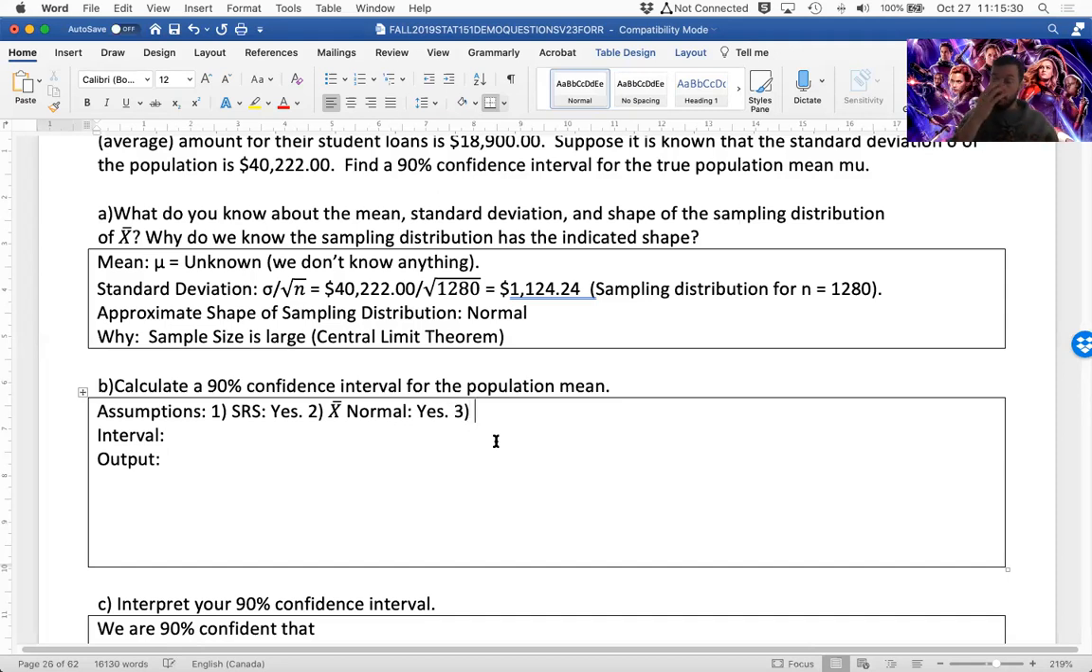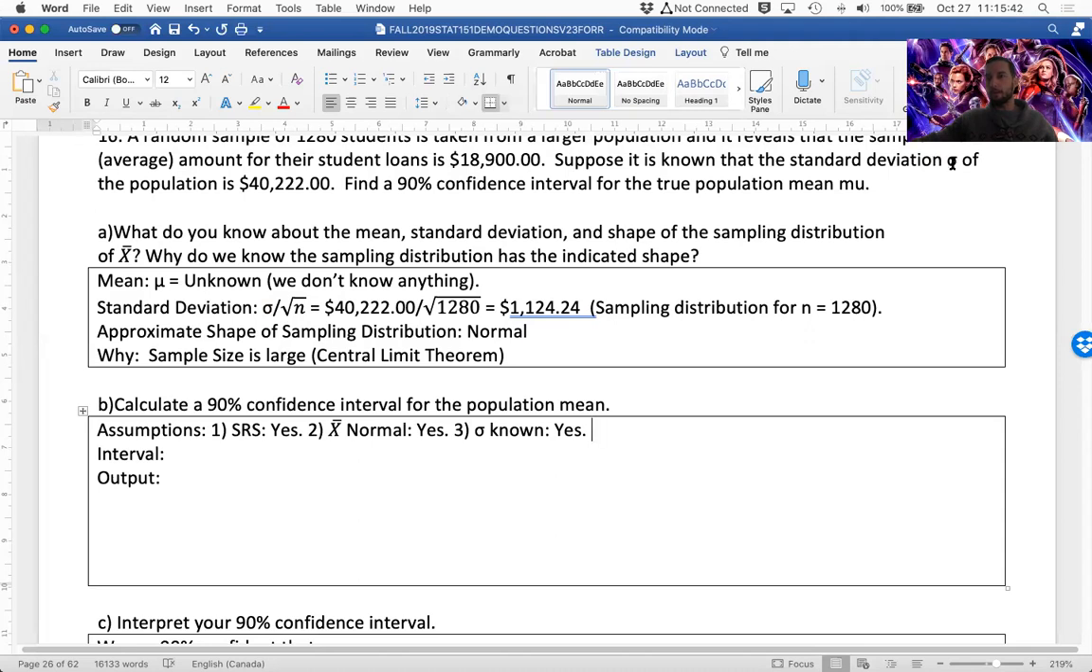And then the third assumption, if we want to consider this an assumption, is sigma known. And we can say yes to this too, because we are told that the standard deviation, so sigma, is 40,222. So we have those 3 points.